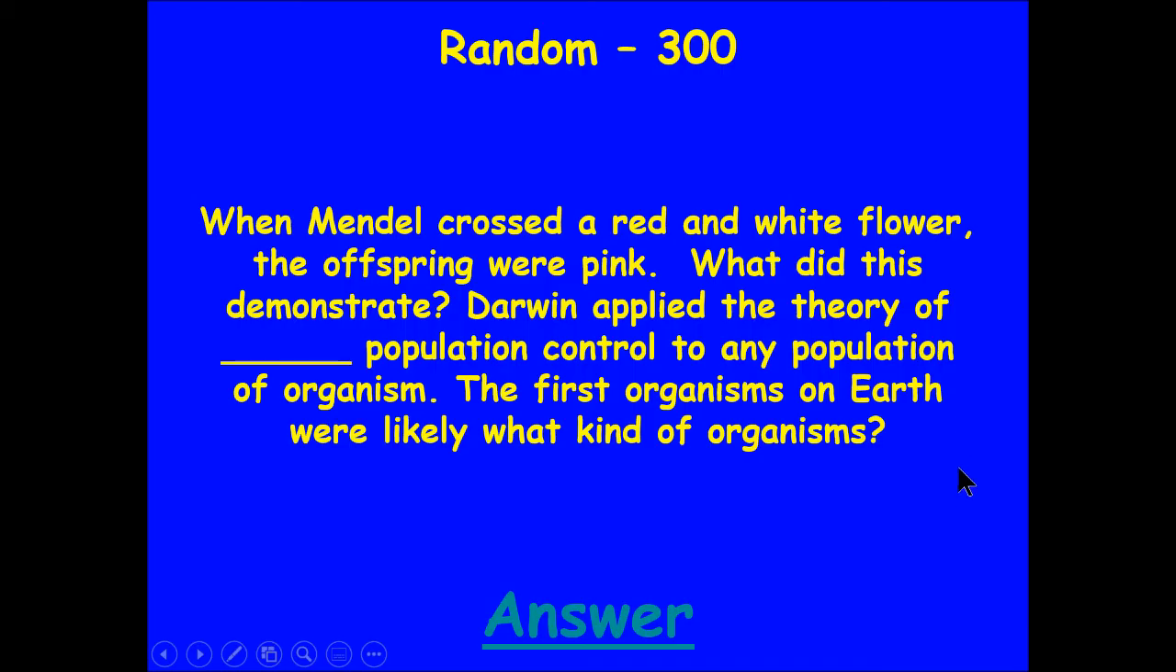When Mendel crossed a red and white flower, the offspring were pink. What did this demonstrate? Darwin applied the theory of blank population, blank, it's a person, population control to any population of organisms, and the first organisms on Earth were likely what kind of organisms? Again, that second question, I'm looking for a name. Another scientist that Darwin had knowledge of. Answer coming in 5, 4, 3, 2, and 1.